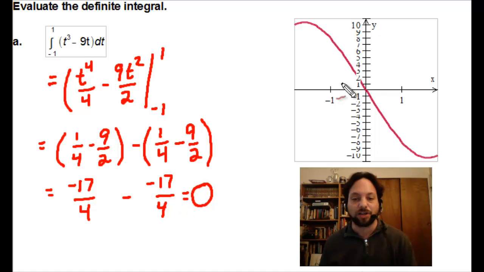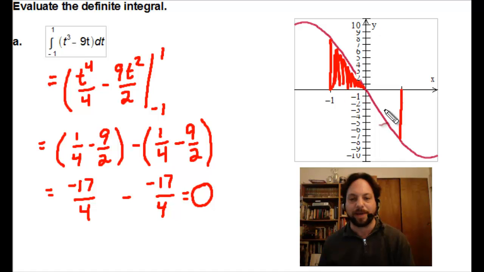And in fact, if we take a look at this, if we're integrating from -1 to +1, this is the area that we're looking at. This area back here, and this area down here. So why does the area end up equaling 0?